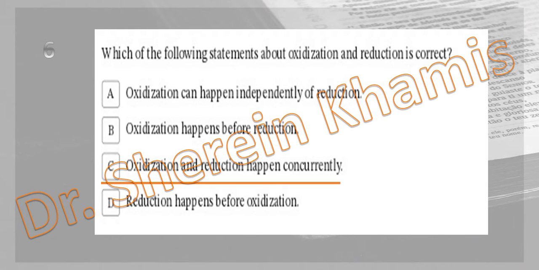This is a very important question and it is inside the student book. Oxidation and reduction happen concurrently, which means they are opposite to each other and happen at the same time in the reaction.